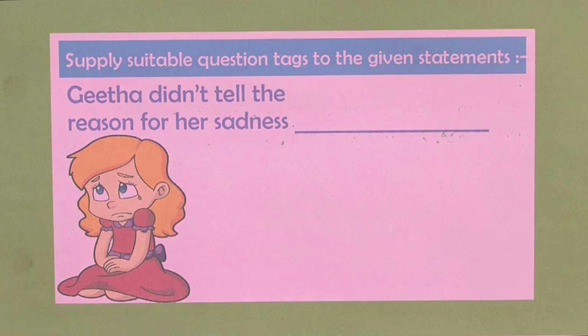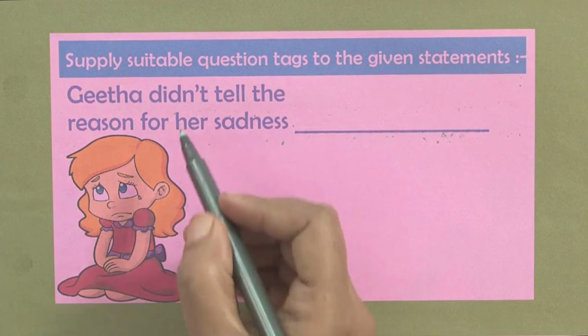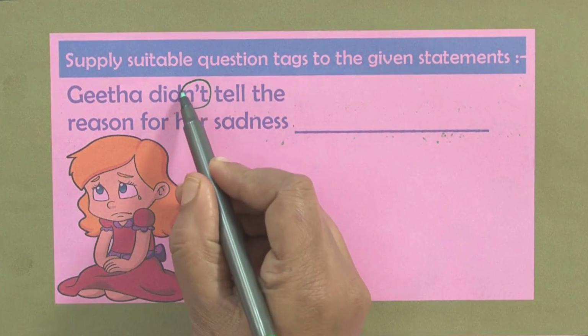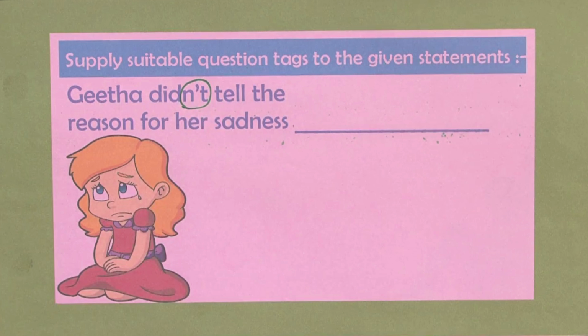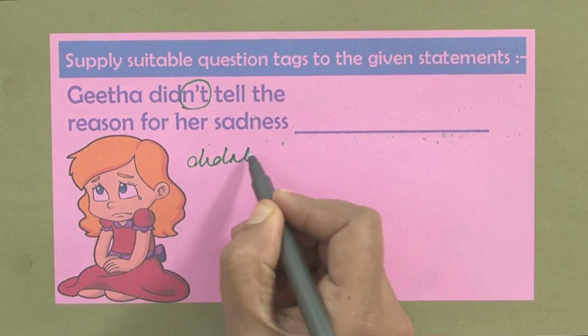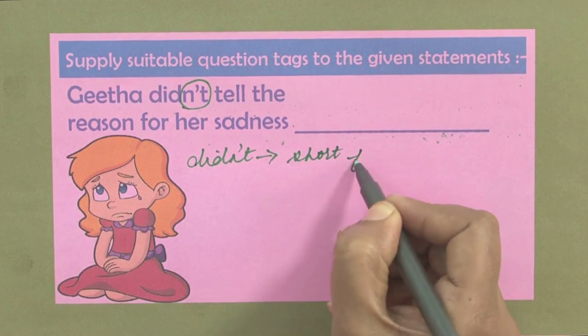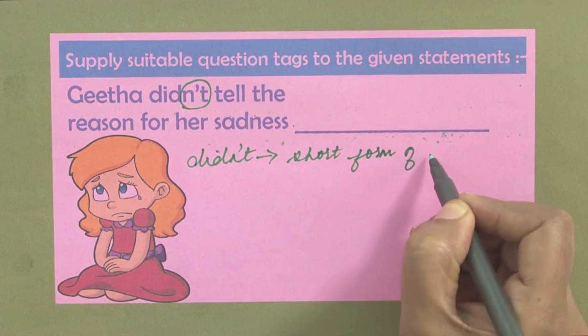So what is the sentence that is given to us? Geeta didn't tell the reason for her sadness. So there is the word not. Actually it is N-apostrophe-T. This is the short form of, so didn't is the short form of did not.